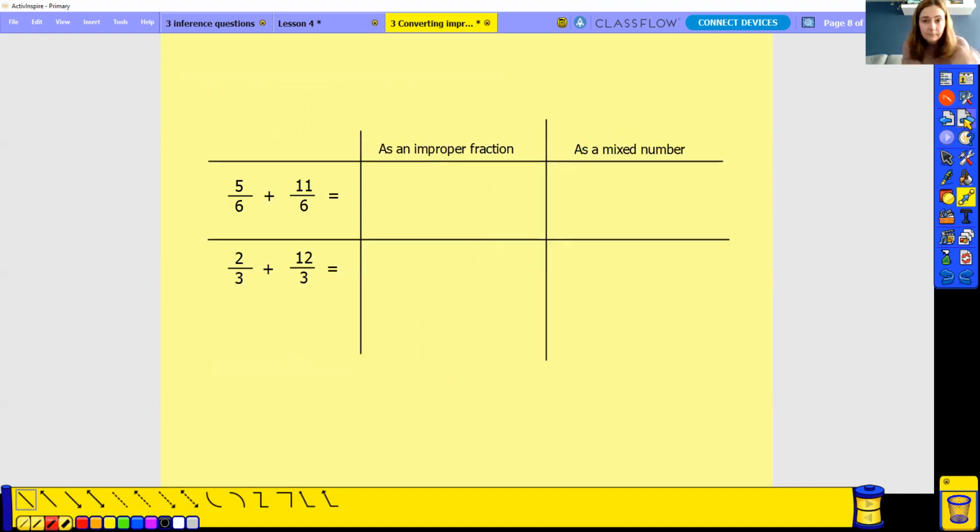Okay, let's have a go at this then. I want you to add the fractions together. So you can all have a go at that. In a second, you can pause this video and have a go. I'd like you to add the fractions together and then try and convert them into a mixed number using your knowledge of multiples. So off you go, pause this video and have a go at that.